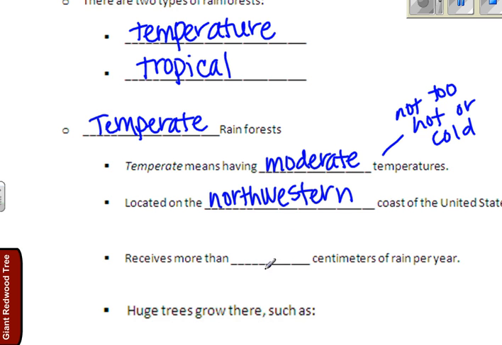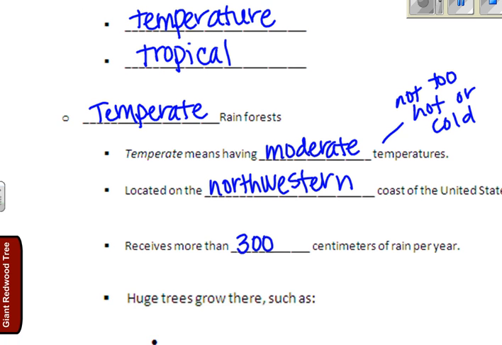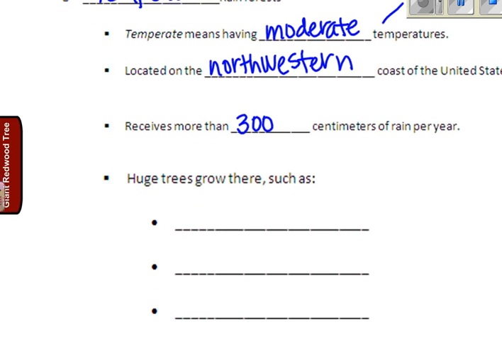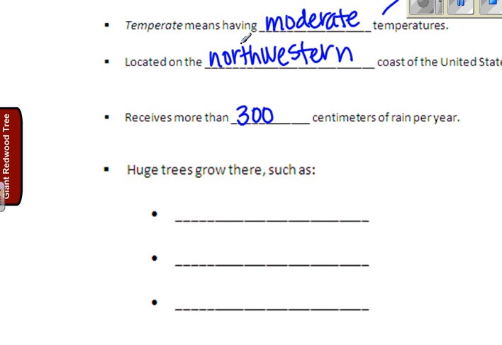And a temperate rainforest receives more than 300 centimeters of rain per year. So that's a huge amount of rain. And we also have very, very large trees that grow there, like cedars, redwoods, and Douglas fir trees.